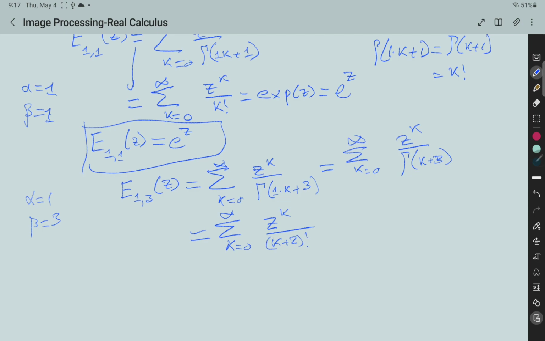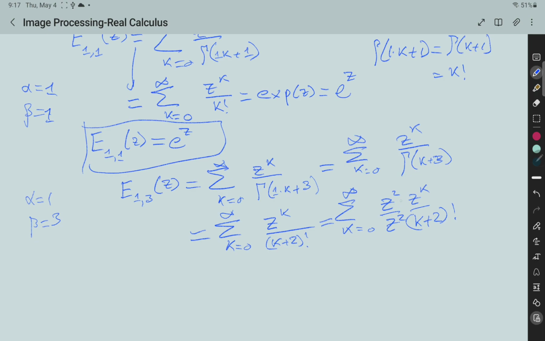Now notice I have k plus 2 factorial in the denominator, but I only have k on the top. So I need something like k plus 2 to match that. So what I'll do is multiply the top and the bottom by z squared. Okay. So it's the sum, k from 0 to infinity, z squared on top, and then divide by z squared at the bottom. Then I still have z to the k power, and then k plus 2 factorial.